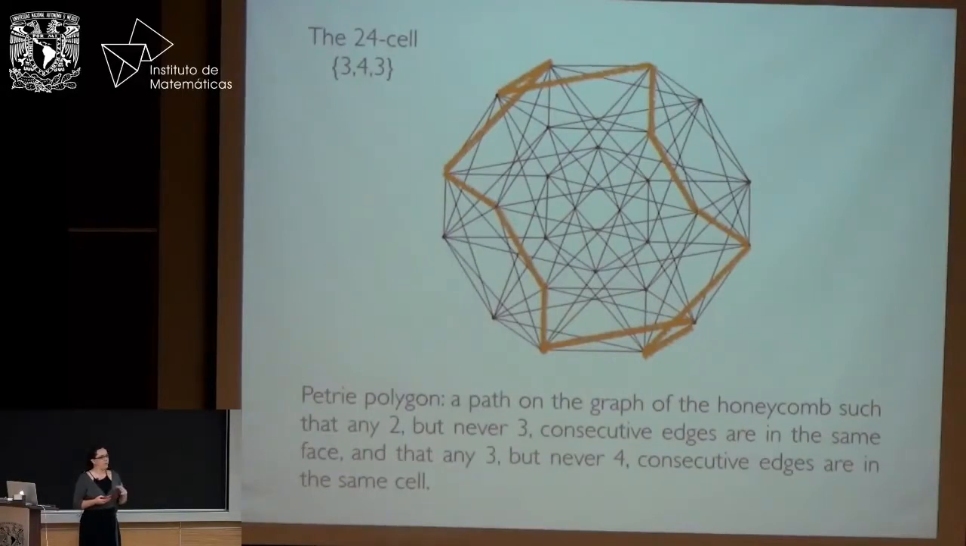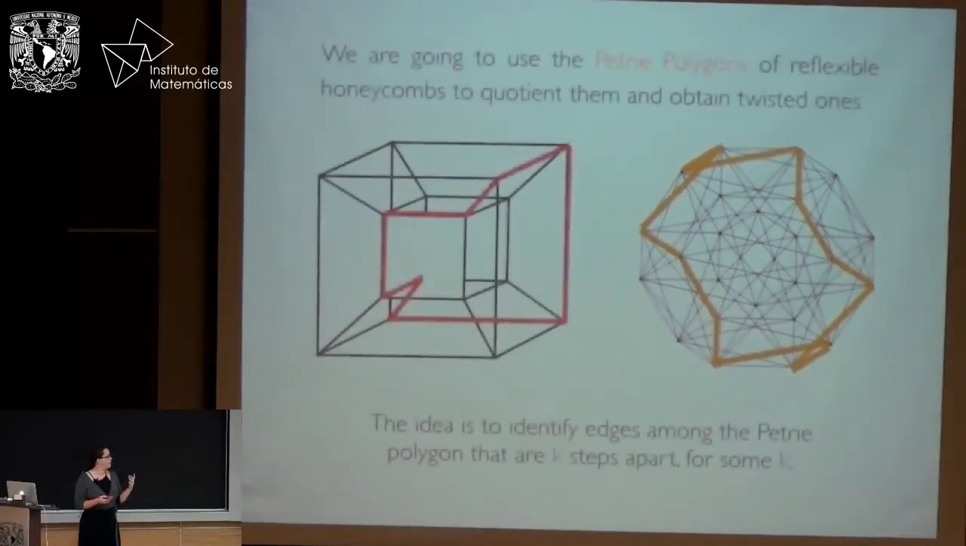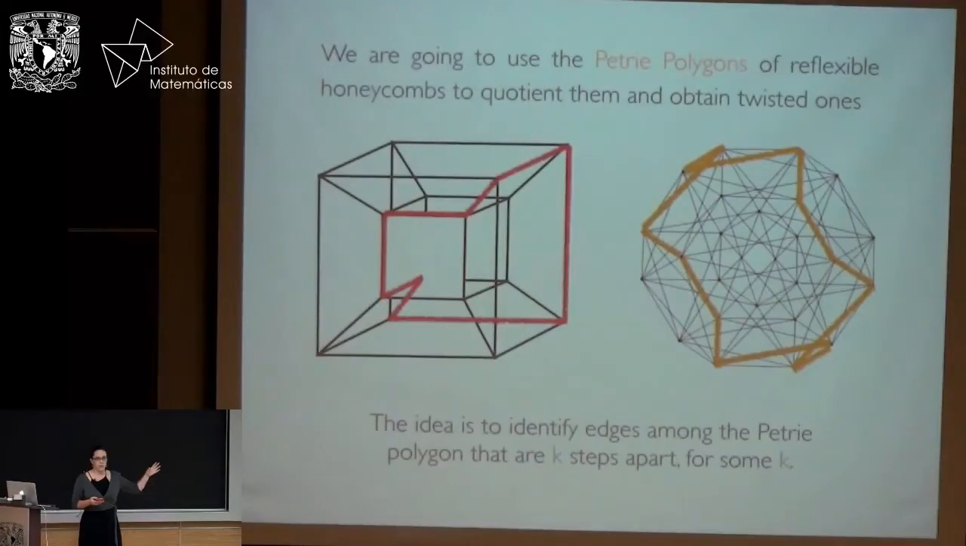I could have tried to do this with one of the infinite ones. I did it with 2 of the finite ones. In the infinite ones, the Petrie polygons are infinite paths in the structure of the honeycomb. So I didn't do it because it's a little harder to draw.